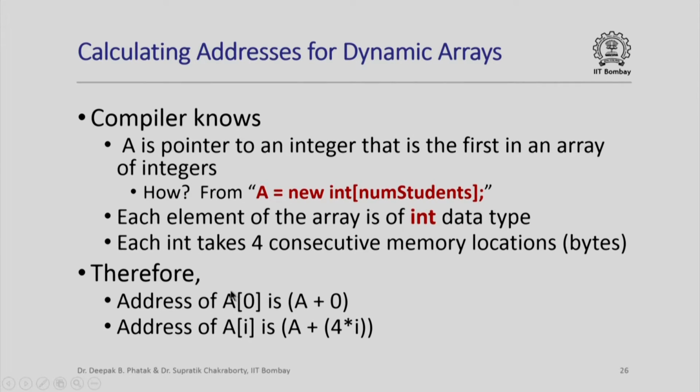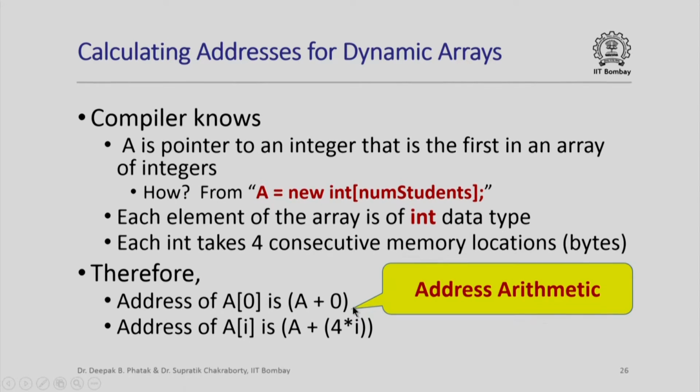Therefore, it is easy to see that the address of A0 will be the address that is contained in A plus 0, and in general the address of A[i] would be the address that is contained in A plus 4 times i. Where is this 4 coming from? Because each integer in this array requires 4 consecutive memory locations, takes up 4 addresses. So this is also what is called address arithmetic. We are basically adding and multiplying things here to compute the address, and once we have that address, we can access the right element of the dynamically allocated array.